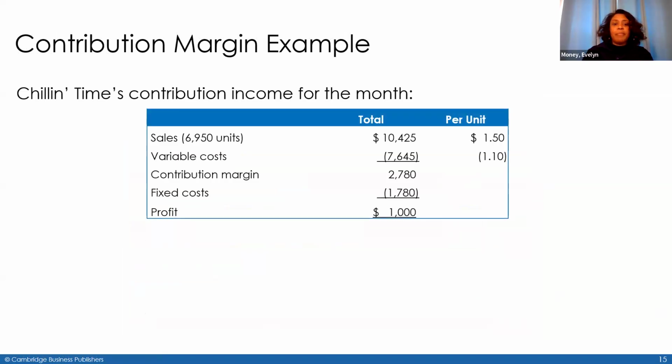So in this example here, the contribution income for the month for Chillin' Times, and this is our ice cream company, is as follows. We have our sales, our variable costs, contribution margin, fixed costs, and profit. This is the same as what you saw on the previous slide, only everything is condensed. We don't see all the detail for variable costs and all the detail for fixed costs.